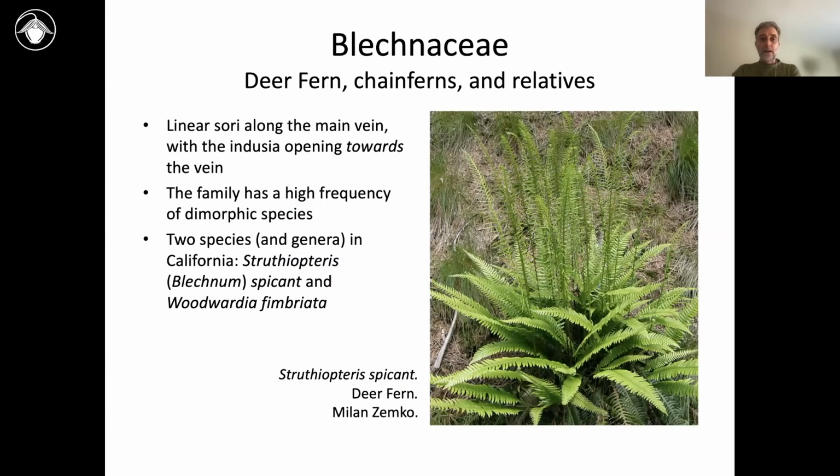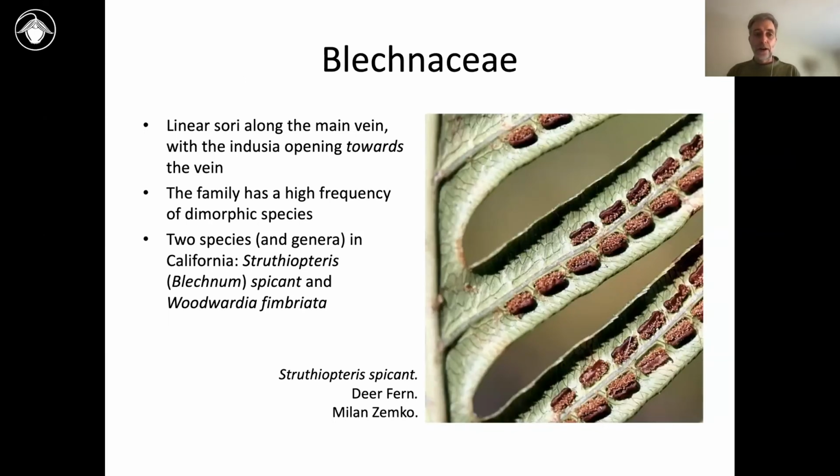All right. Our second family in the Eupolypods 2 is the Blechnaceae, the deer fern and chainfern and their relatives. They have linear sori with the indusia opening towards the vein. You see that, you're in Blechnaceae. A lot of species in this family are dimorphic, like this beautiful deer fern. You can really see what we mean when we talk about different fertile and sterile leaves. Here's a view of those linear sori showing the indusia that open towards the midvein. Classic feature.